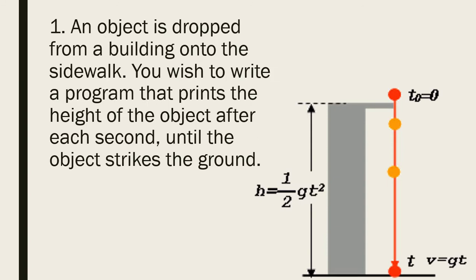Imagine you're going to drop an object from a building onto a sidewalk. You want to write a program that prints the height of the object after each second until it strikes the ground. Which of those control structures do you need? What's the dominant control structure for this program? Think about that for a second. You can pause it if you want, then come back and we'll look at some code.